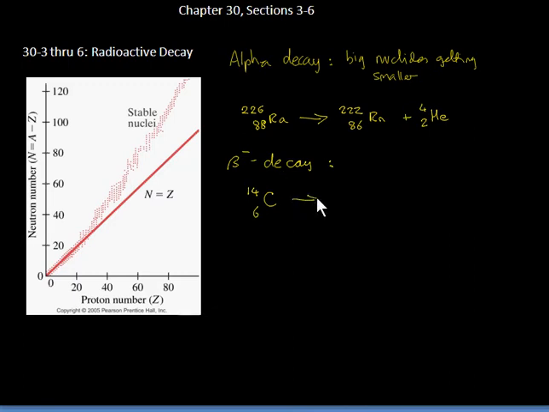So this will decay, and basically it will gain a proton to try to redress the balance, and we end up with a nitrogen isotope that has 7 protons and 7 neutrons. So what's happened in this process is that inside the nucleus, a neutron has spontaneously converted into a proton to rebalance things. Now we have to conserve charge, so we're going to emit an electron, and that's the beta particle.